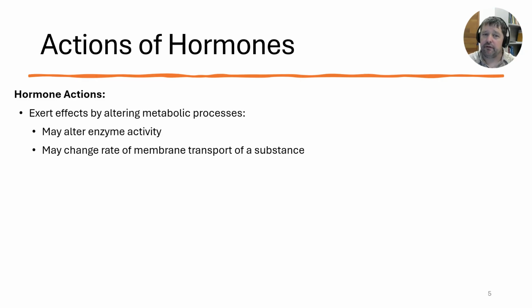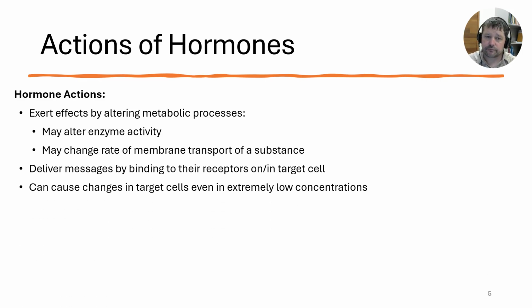Other times, that hormone might just change the consistency of the membrane. It might allow for the membrane to open up and allow other substances to come in. But normally what's happening is the hormone will deliver or be delivered to a receptor. The receptor itself is, the majority of the time, going to be on a target cell. When that happens, it can change things inside the cell.